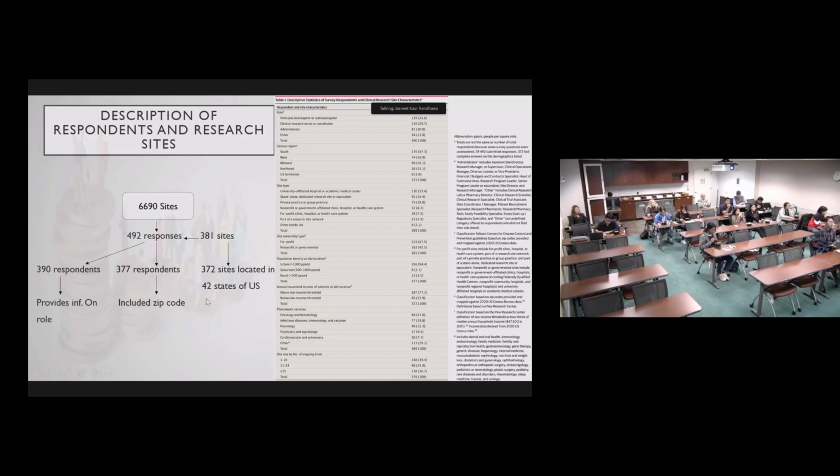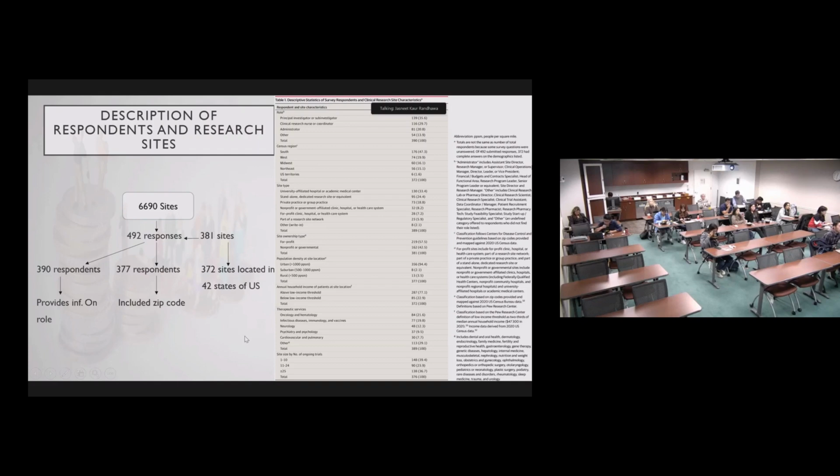Also, according to the states of the US, 42 states, they have found that the southern part of the US was among the most who participated in this survey. There was also categorization on the basis of site type, like if it is a university affiliated site or dedicated research site, private site, or is it a kind of clinic or hospital, and then the data was compiled from that as well. And on the basis of zip code that was provided by 377 respondents, it has been found that mostly the sites which were located in the urban area participated more in this survey.